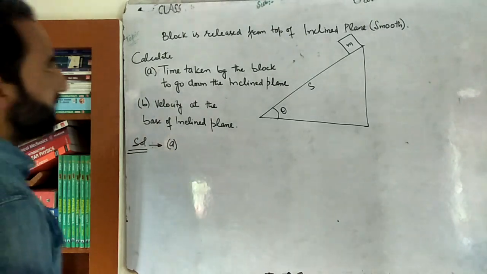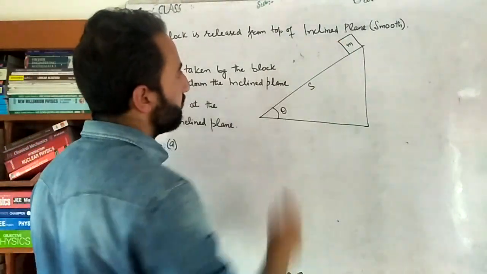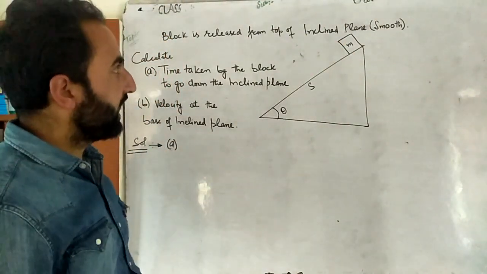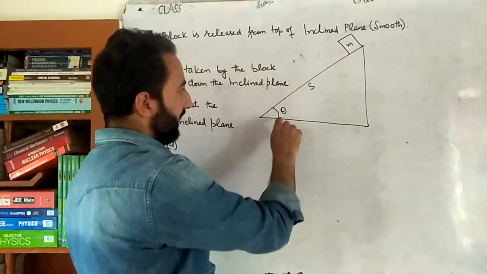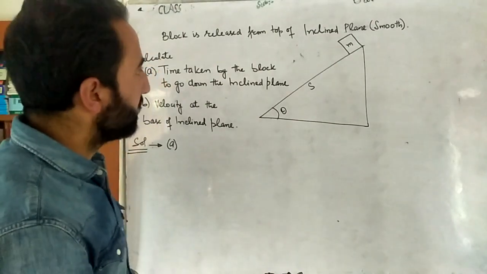Okay, another example on the same inclined plane. This is a block of mass M. It is placed at the top of the inclined plane. The length of this inclined plane is given, that is S, distance S, and this angle of inclination is theta. It is a smooth inclined plane.